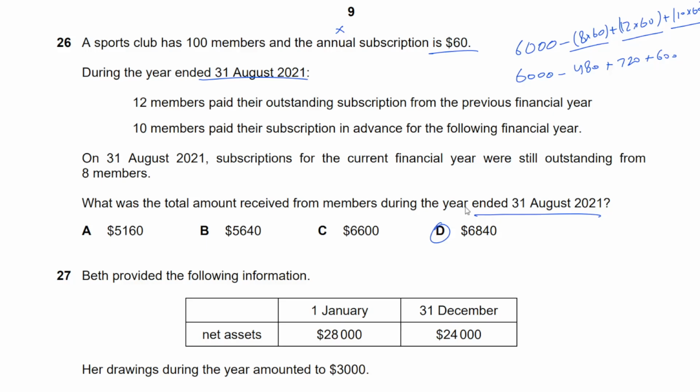Make a subscription account and put this as an opening balance, everybody. Please do that. Put this as an opening balance. It was outstanding income, means accrued income. You put that as a debit balance brought down. And then you put the rest of the information as it is available to you.